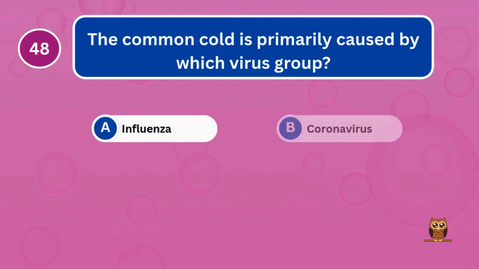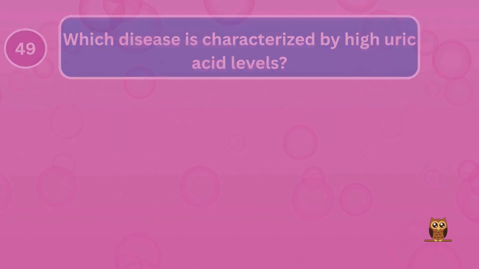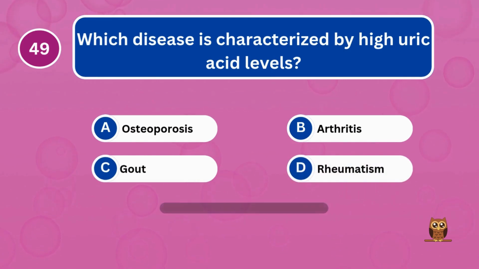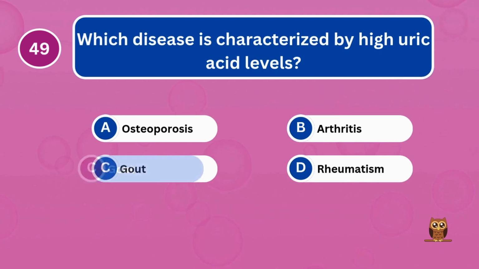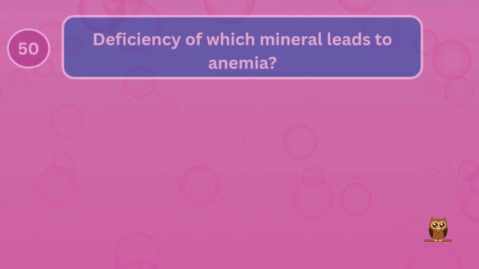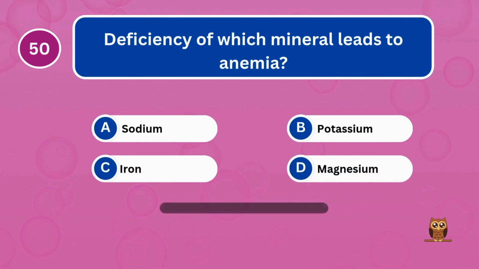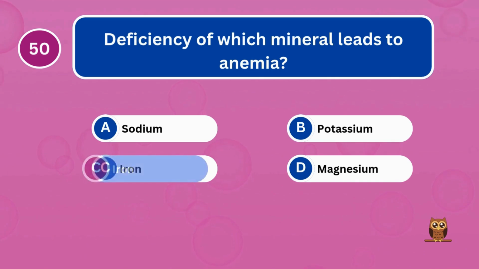Which disease is known as lockjaw? Tetanus. The common cold is primarily caused by which virus group? Rhinovirus. Which disease is characterized by high uric acid levels? Gout. Deficiency of which mineral leads to anemia? Iron.